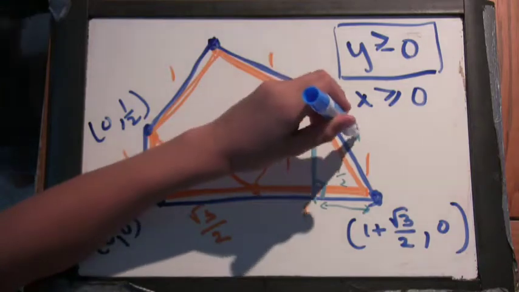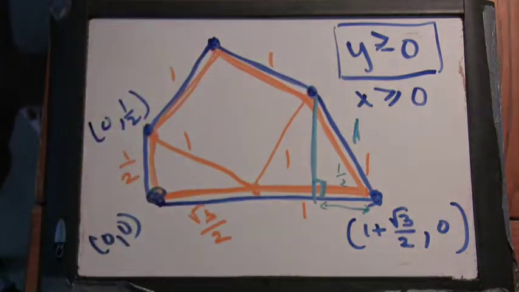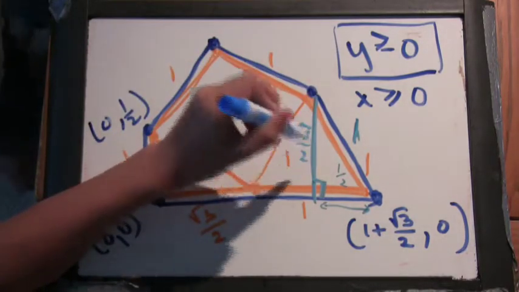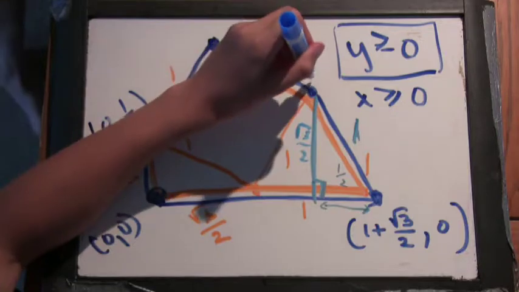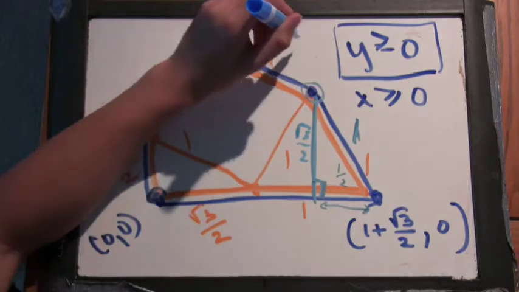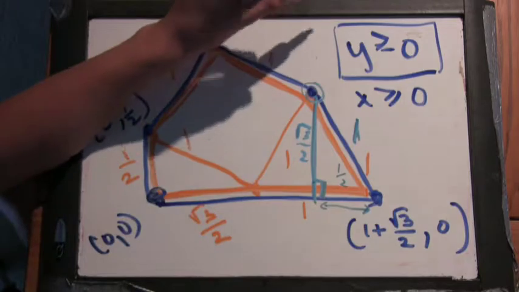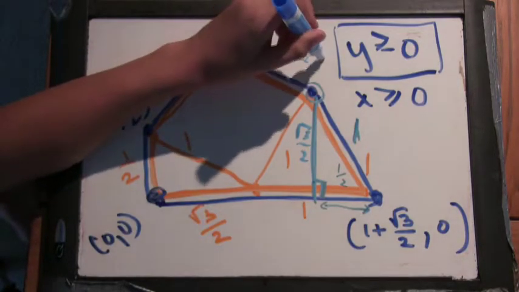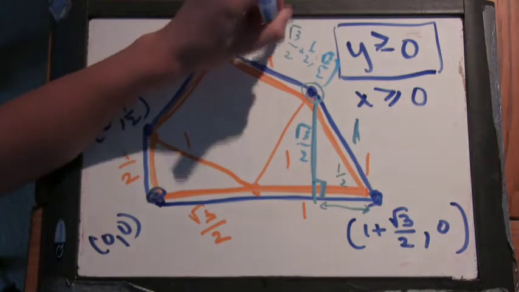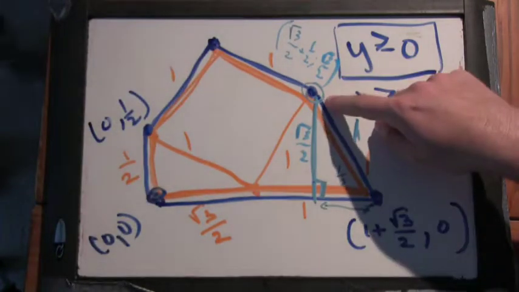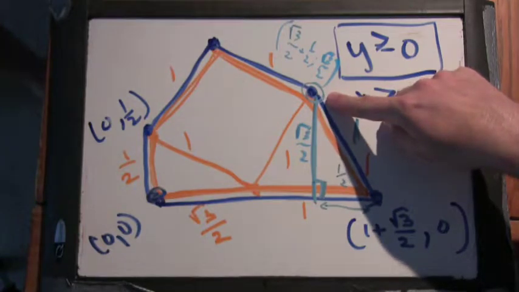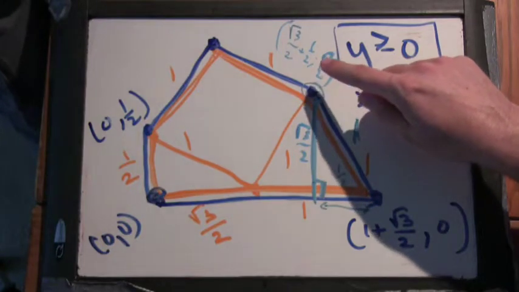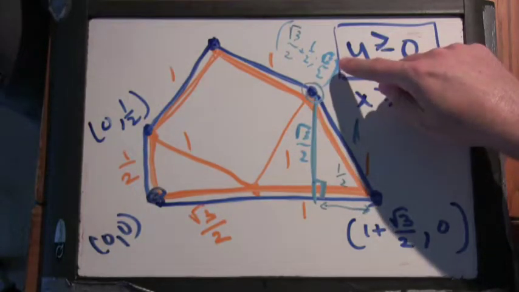And this distance is 1. So we have another 30, 60, 90 triangle. It's the same as this one. So we can go up root 3 over 2. So this point here then is root 3 over 2 plus 1/2, and root 3 over 2. Great. So we found this point. It has its coordinates root 3 over 2 plus a half, or we could even say root 3 plus 1, quantity divided by 2. And then root 3 over 2 is the y coordinate.